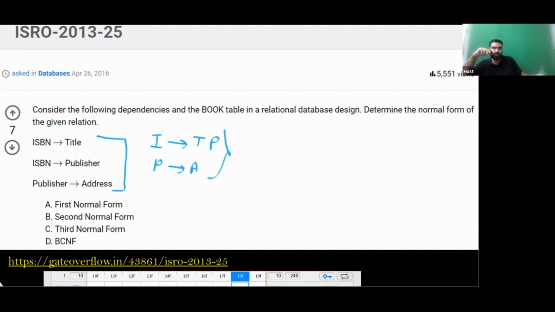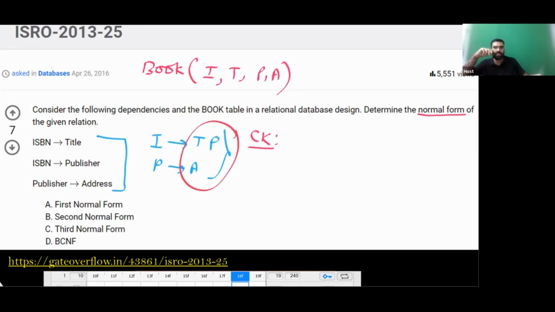So from here, you find out what are the candidate keys. The question is asking the normal form. So you can assume that your book table has these attributes, I, T, P, A. Now you can notice which attribute does not appear on the RHS of any non-trivial functional dependency. That is your I. So you check what is I plus, the closure of I. The closure set of I is I, T, P, and P can determine A. So you can clearly see the only candidate key is I.